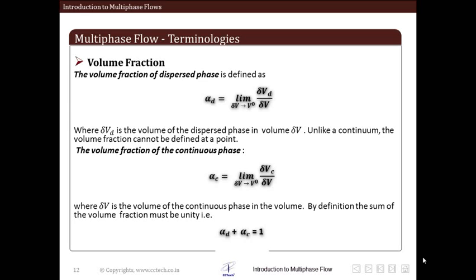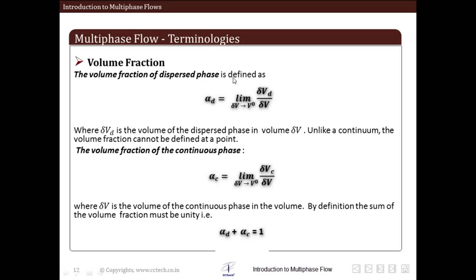Next term is the volume fraction. It is defined as the ratio of the volume of the dispersed phase to the volume of the medium, that is the total volume. Mathematically, it is given by this particular equation. Now, unlike continuum, the volume fraction cannot be defined at a point, as it is defined based on volume.